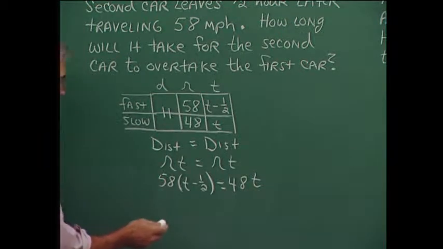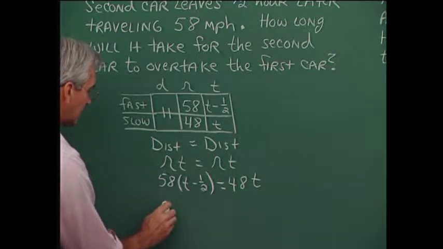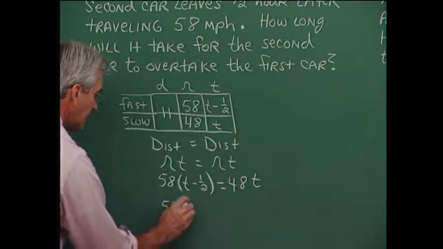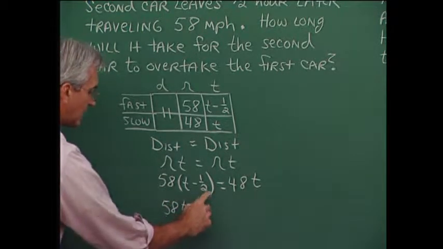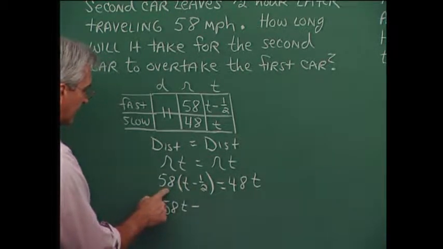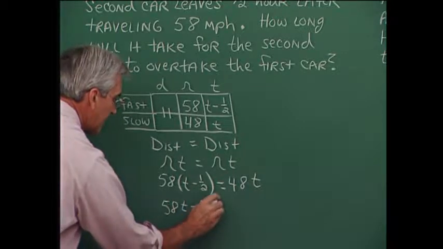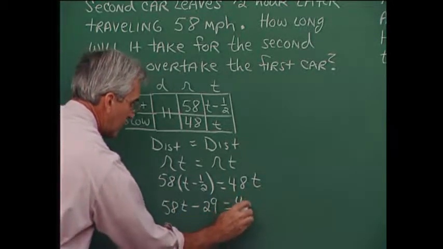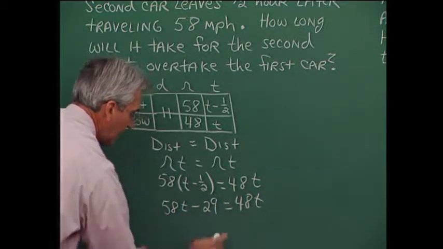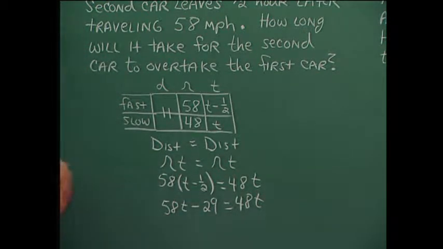All right, and we go through and solve. Let's see, 58 times t is 58t. 58 times minus 1/2 is minus, let's see, half of 58 would be 29. And then this is equal to 48t. I'm going to kick my variables over to this side. Let's come out over here to finish this out. I need a little more room.